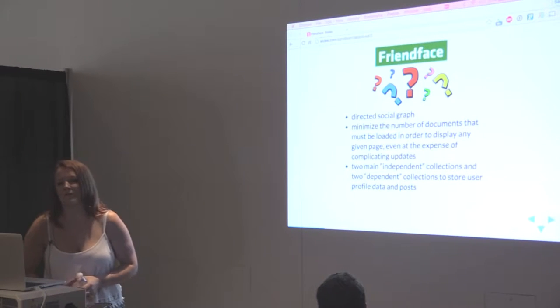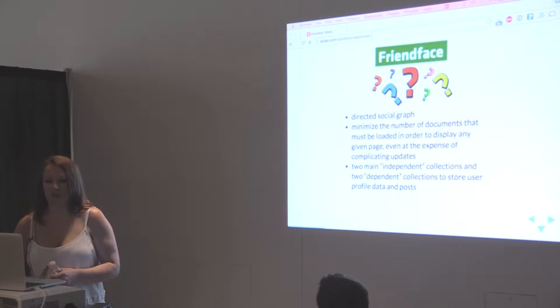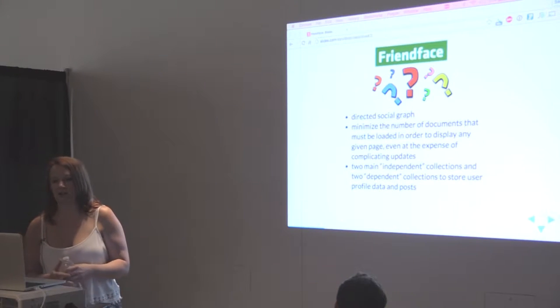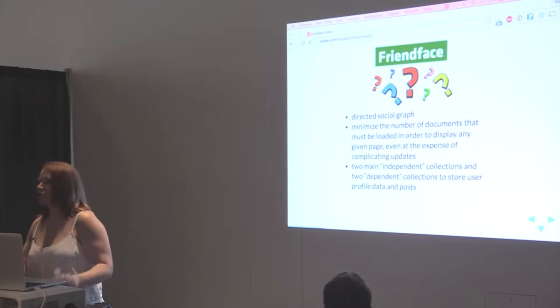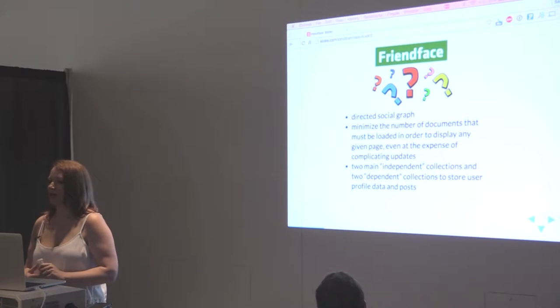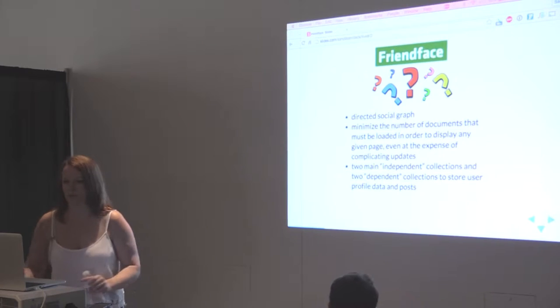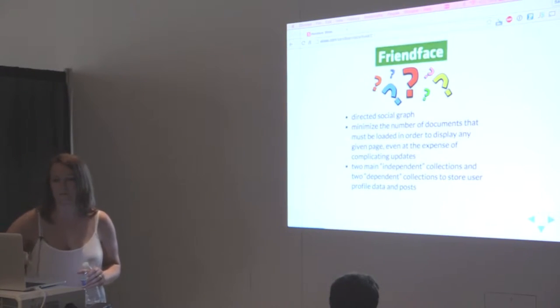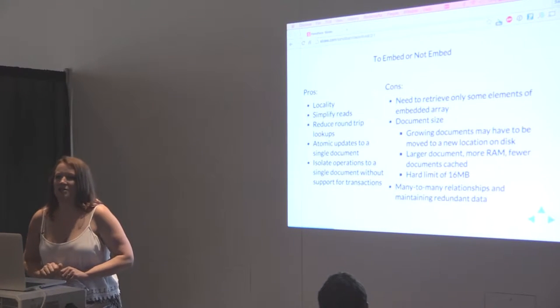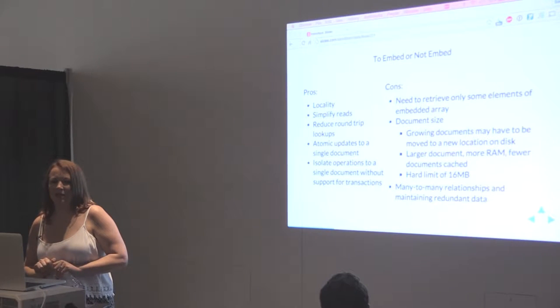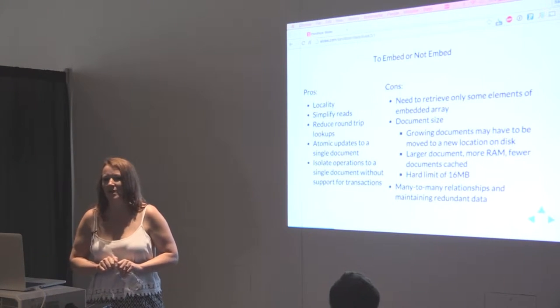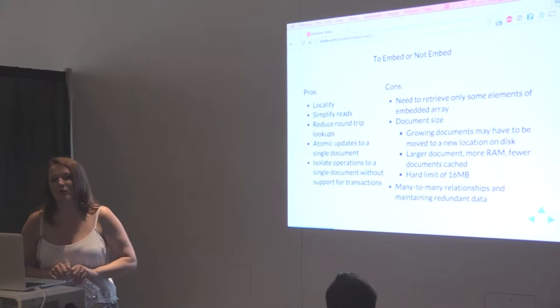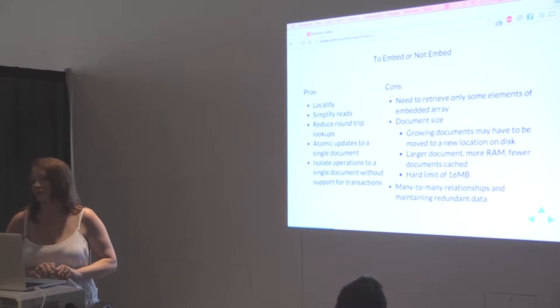For our purposes, we had two independent collections to store the user profile and post information, and then two dependent collections that cached data for display on particular pages. We had to make some decisions about how to lay out our data. In Mongo, if you're familiar with JSON, you can embed to your heart's content. So you have to decide whether that suits your needs or whether you want to reference your data by ID.